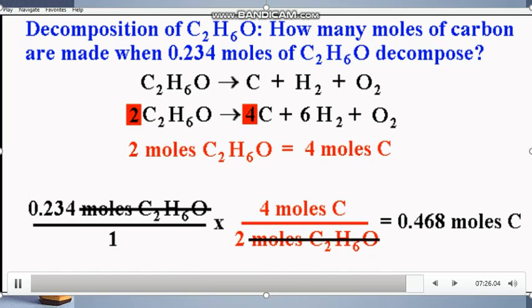Remember, the coefficients in the chemical equation are exact, so they have an infinite number of significant figures. The only significant figures then are in 0.234. There are 3 of those, so I have to have 3 significant figures in my answer. So the answer is 0.468 moles of C.